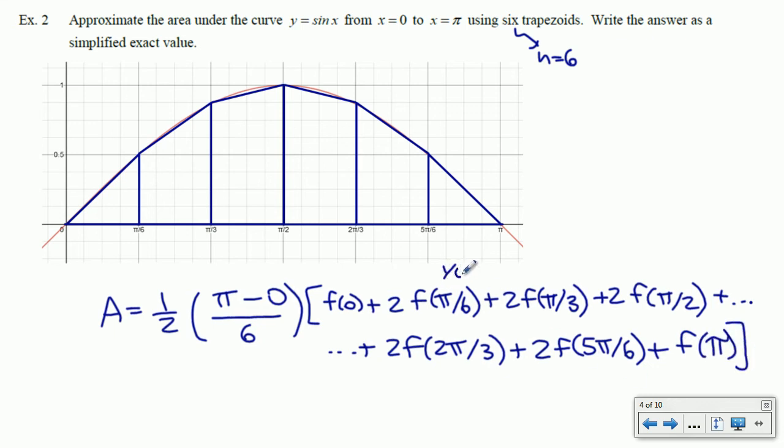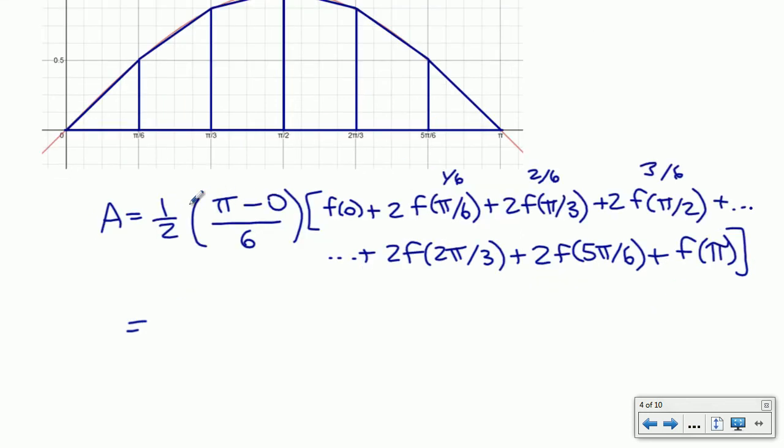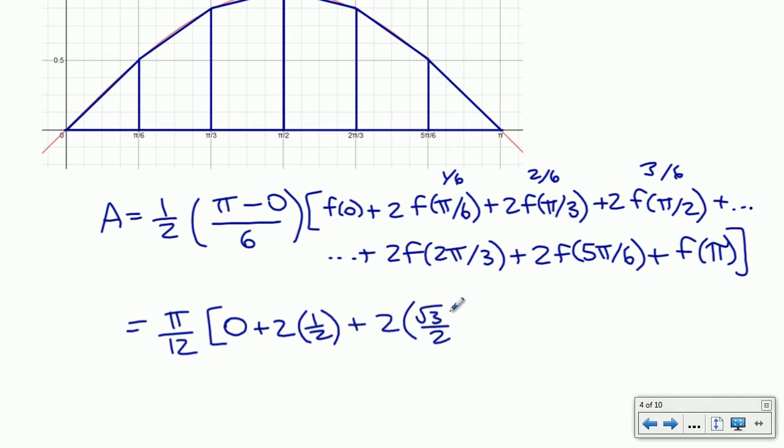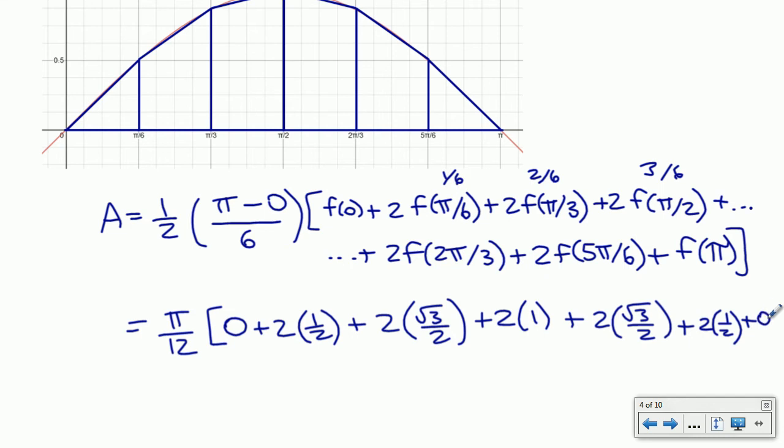So this would be like 1 over 6, 2 out of 6, 3 out of 6, and so on. That's where all these came from. Next, pi over 6 times 1/2 goes to pi over 12. And now sine at 0 is 0, based on our unit circle knowledge. Sine at pi over 6 is 1/2, again based on our unit circle knowledge. Sine at pi over 3 is root 3 over 2. Sine at pi over 2 is 1. Sine at 2 pi over 3 is root 3 over 2. Sine at 5 pi over 6 is 1/2. And sine at pi is 0.